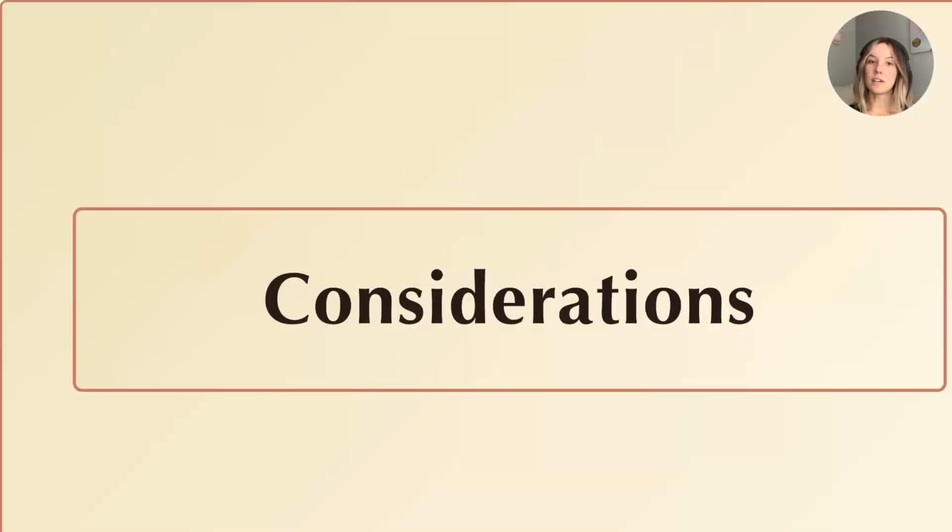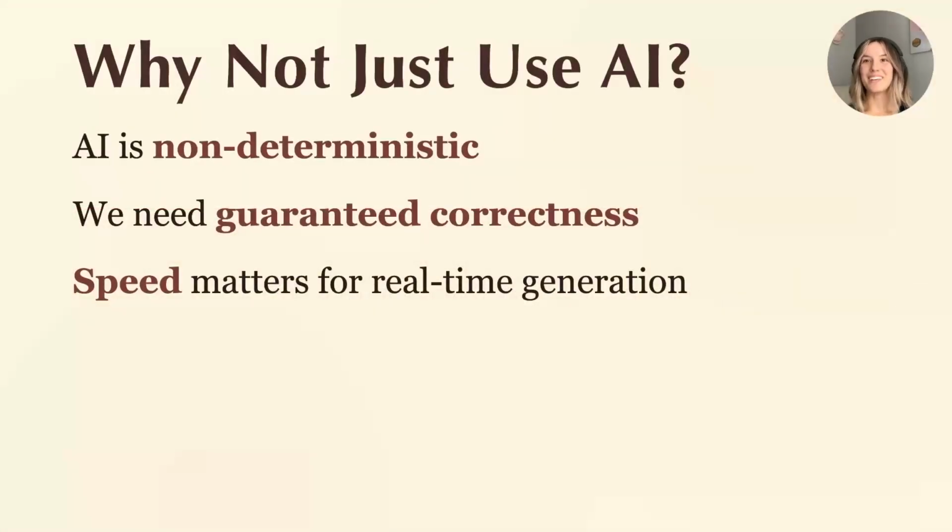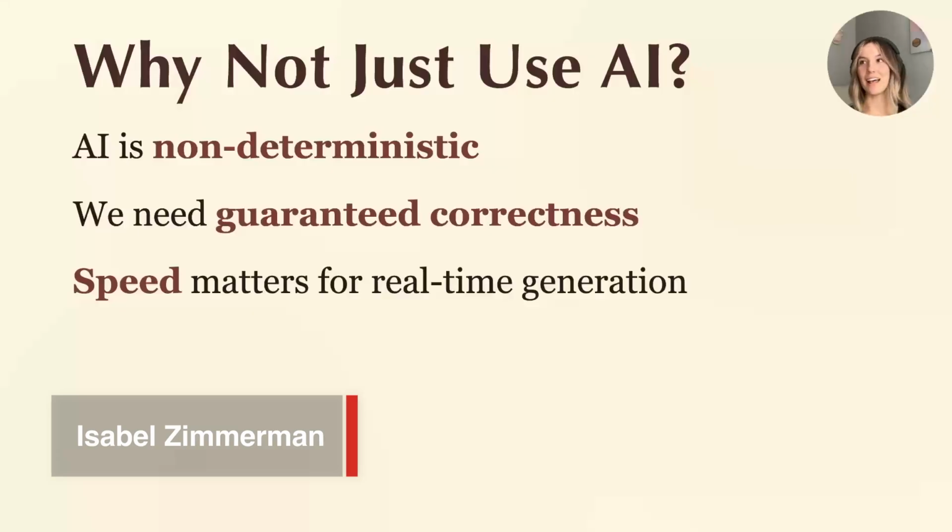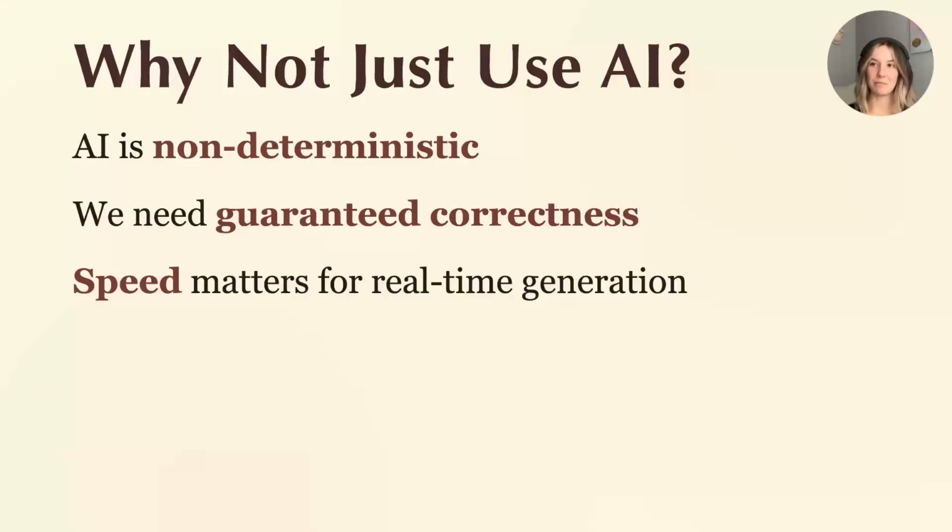So there are a few considerations we have to take into account. The first one is, why not just use AI? I mean, it's 2025 and LLMs can write code. But I think the main problem here is that AI is not deterministic. The same input is going to produce different outputs, which can be confusing to users. Also, we want guaranteed correctness.